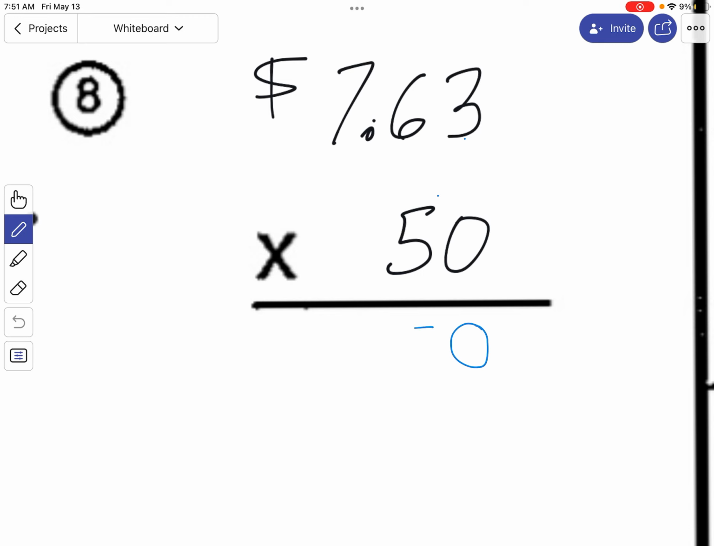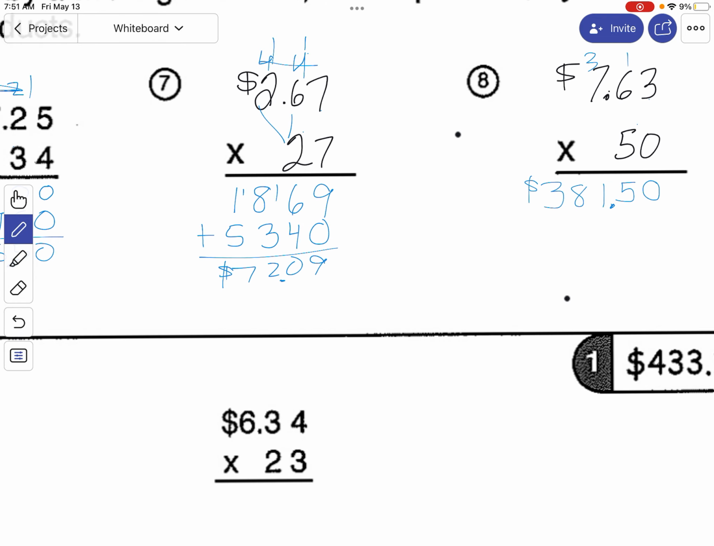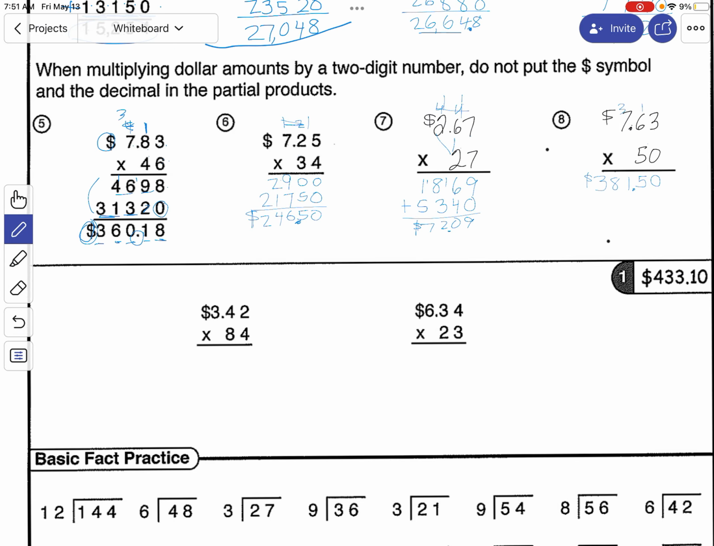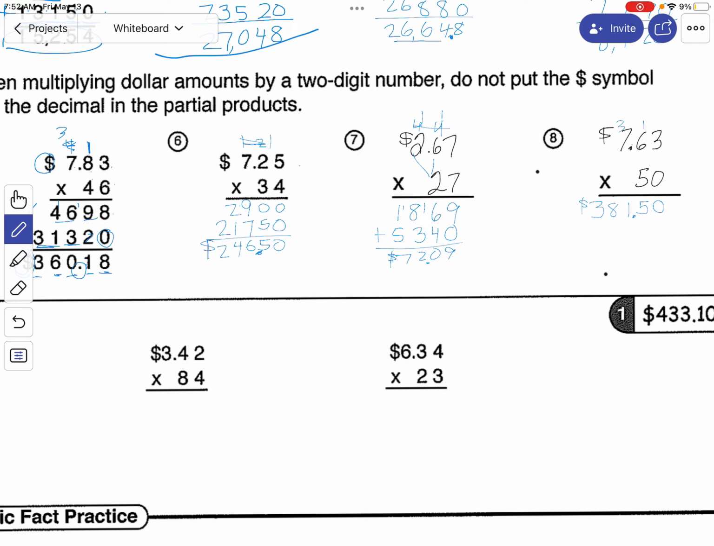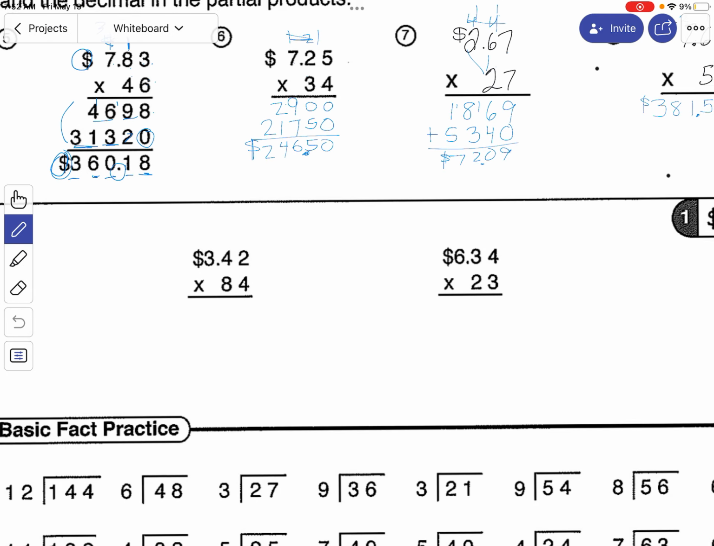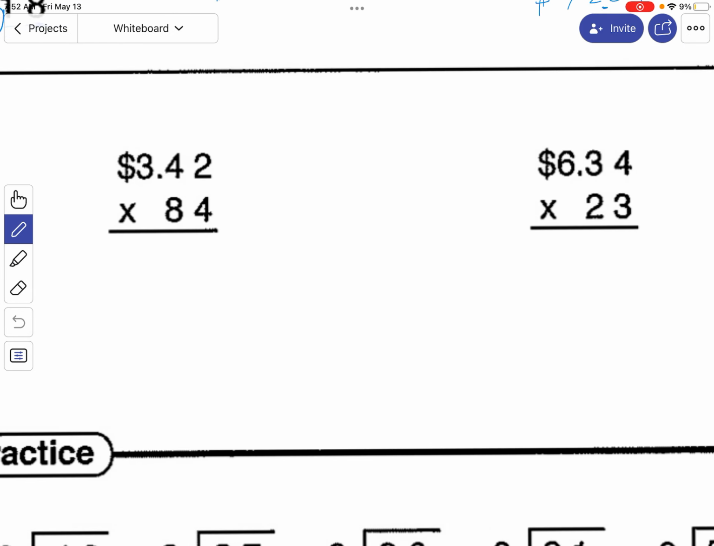3 times 5 is 15. Regroup with a 1. 30 plus 1 is 31. Regroup with a 3. 35 plus 3 is 38. Put the decimal point and the dollar sign. Bam! Got the answer right there. Okay, you got some problems down here to do. 2 problems. Add up the check answer. Pause the video. Turn it back on when you're ready to see if you got it right.